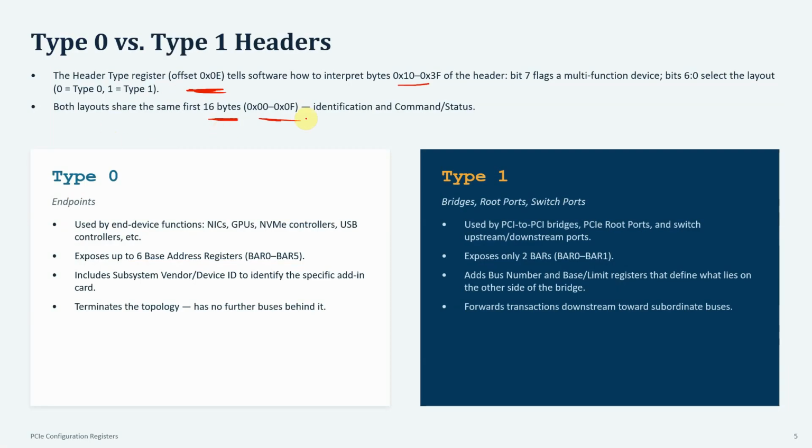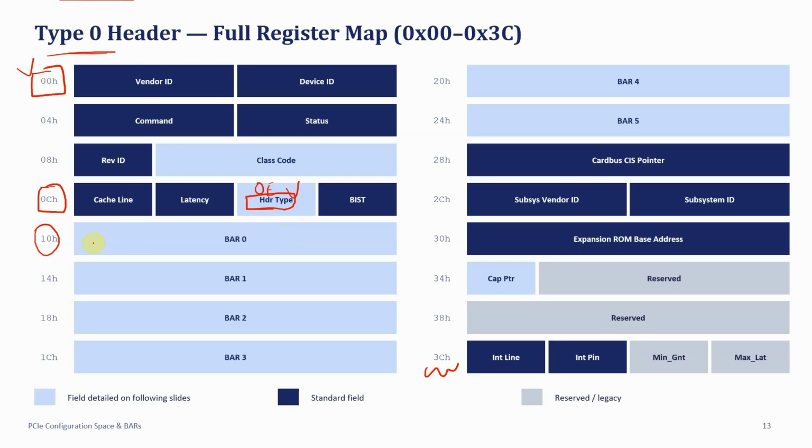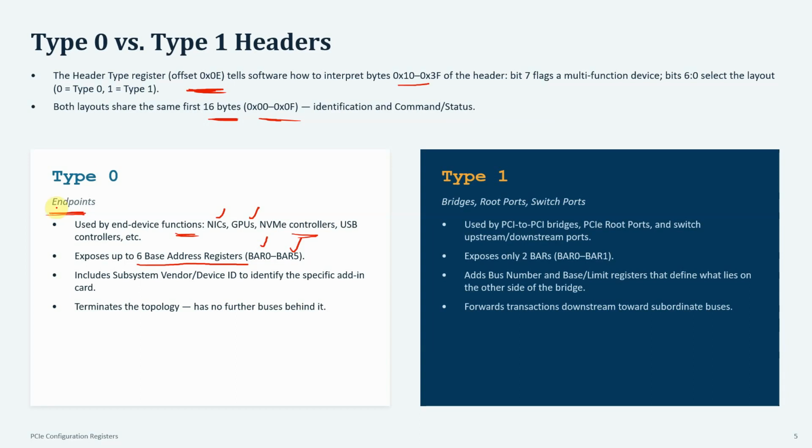Now the type 0 header is basically used by the endpoints. So it is basically used by the end device functions like NIC or GPU or controllers or USB controllers, etc. And type 0 headers are going to have basically 6 base addresses from BAR 0 to BAR 5. You can see over here we have 6 base registers which are allocated for type 0 headers. And it is also going to include subsystem vendor ID and subsystem ID to identify the specific add-in card.